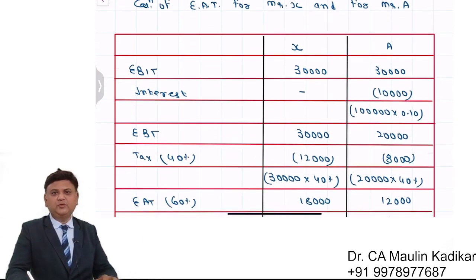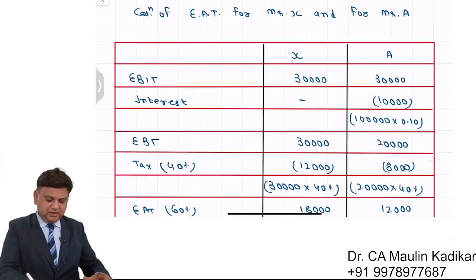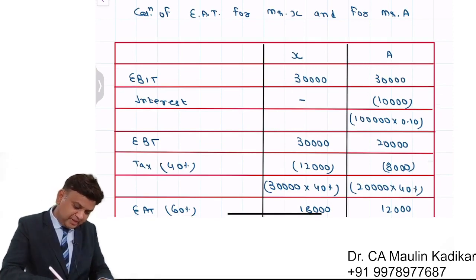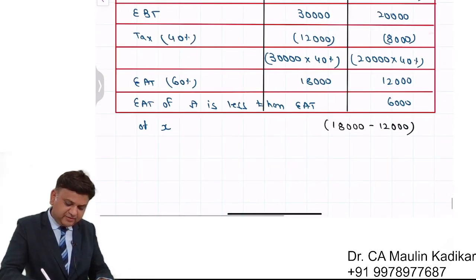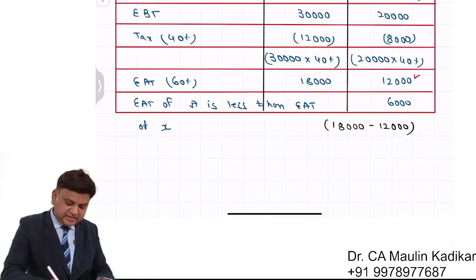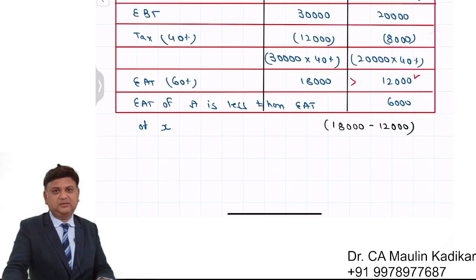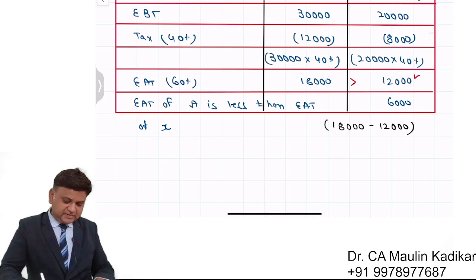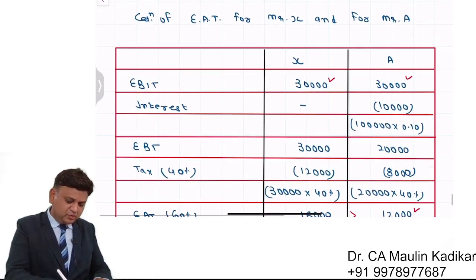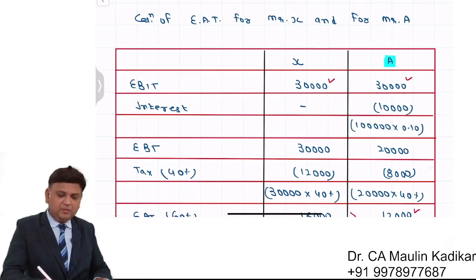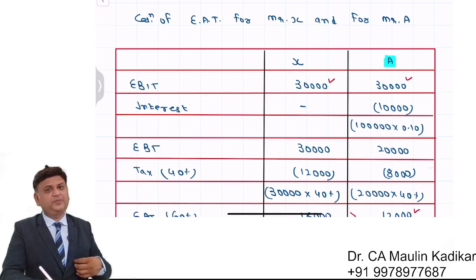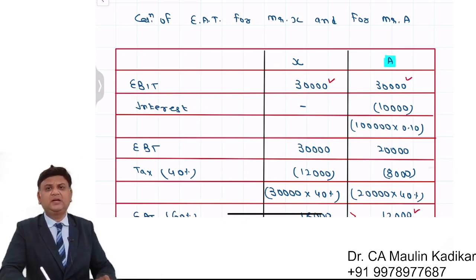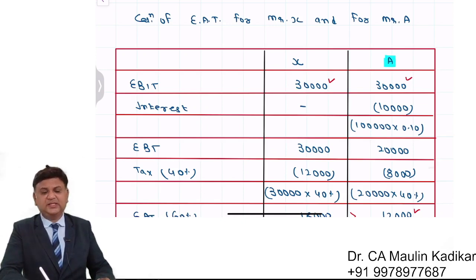Now I want somebody of you to write in the chat box that in spite of the fact that both of them have the same EBIT, why is earning after taxes of A less than earning after taxes of X? Please write answer in the chat box. We understand that Mr. A does not have his own funds. He had to borrow funds and he had to pay interest. That is the reason earning after taxes of A is less than earning after taxes of X.